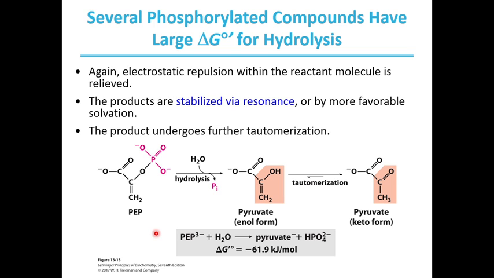The other product, pyruvate, that comes from phosphoenol pyruvate, undergoes tautomerization. Pyruvate as such is in enol form here, and it can go to keto form, and it can constantly interchange between these two forms. And these are the driving forces for the hydrolysis of phosphoenol pyruvate.